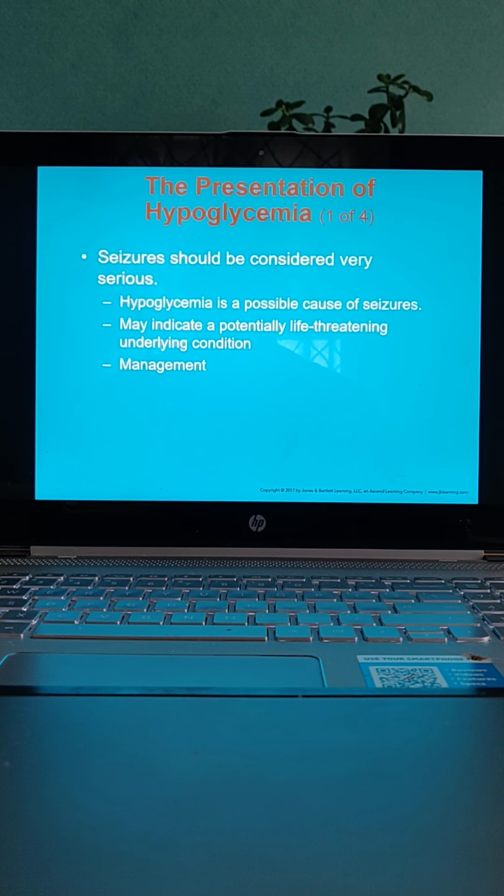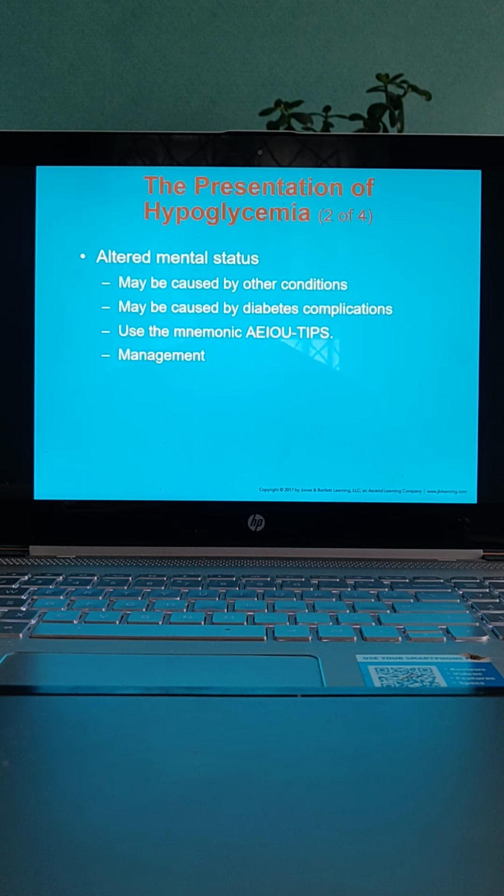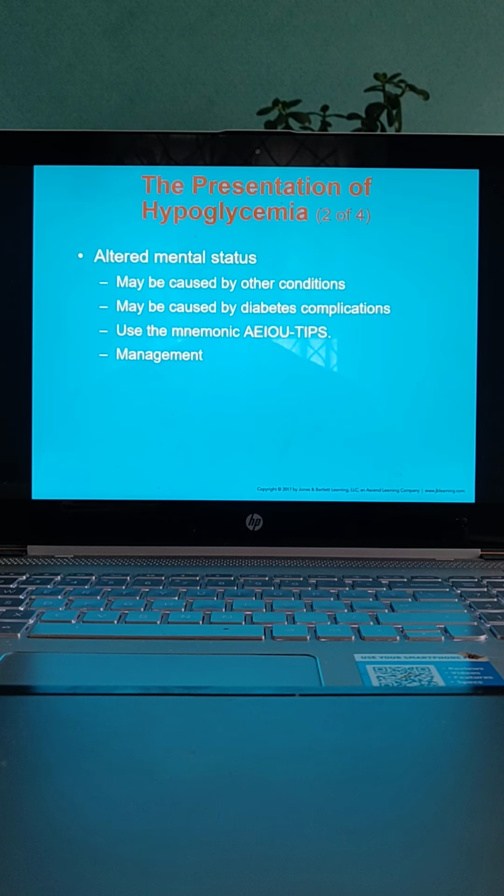The presentation of hypoglycemia. Seizures should be considered very serious. Hypoglycemia is a possible cause for seizures and may indicate a potential life-threatening underlying condition. Altered mental status may be caused by other conditions, hyper or hypoglycemia, may be caused by diabetes complications, or could be that they're having a bad reaction to a new diabetic medication the person's taking that the doctor just prescribed to them 2 days ago. Okay? And use the mnemonics AEIOU and TIPS, and manage the patient.